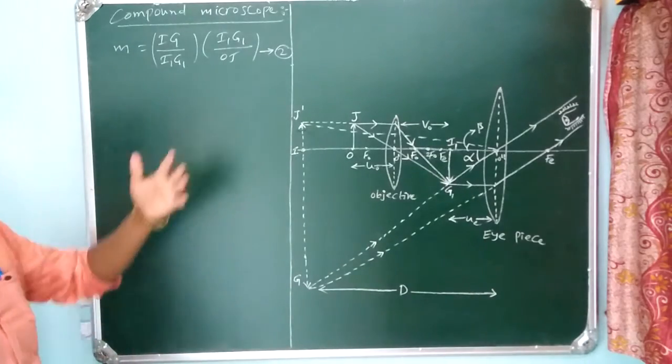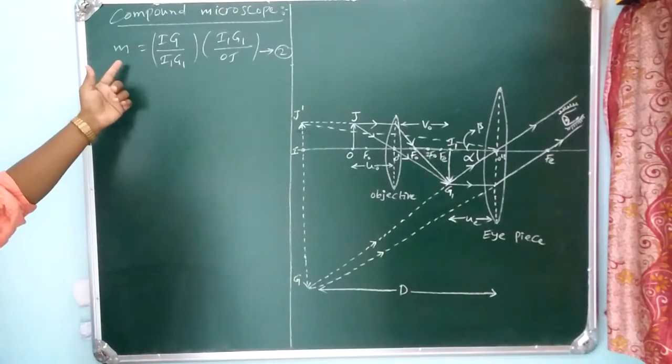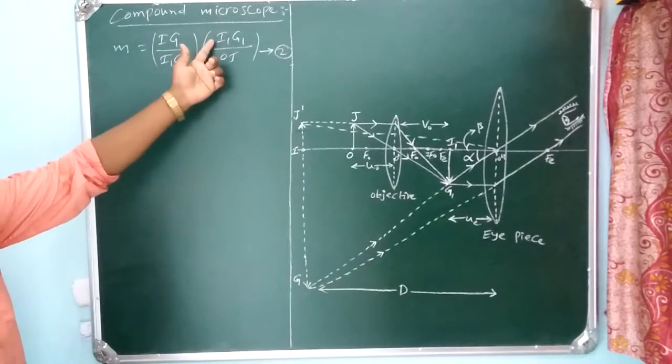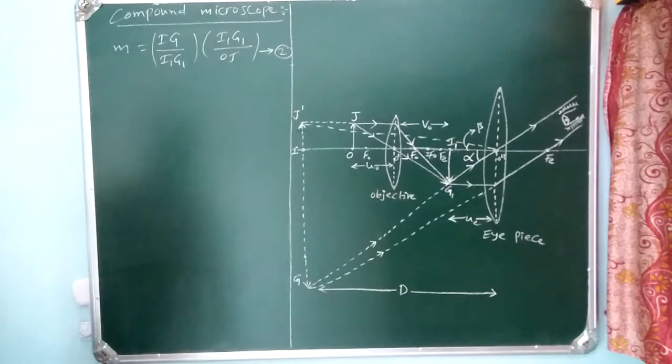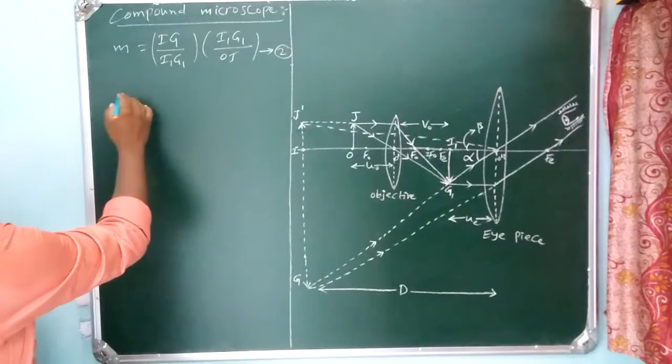Continuation of part 1: the compound microscope. M equal to I_g by I1G1 into I1G1 by OJ. This is the second equation. Therefore, substitute the m naught, m_e, in this equation.